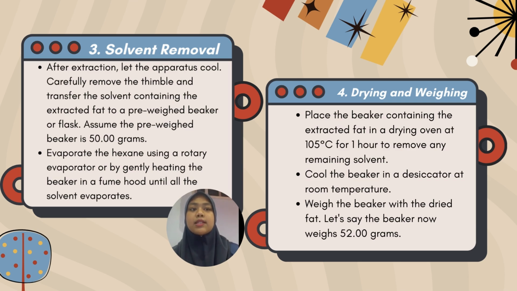It is drying and weighing. Place the beaker containing the extracted fat in a drying oven at 105 Celsius for 1 hour to remove any remaining solvent. Cool the beaker in a desiccator at room temperature. Weigh the beaker with the dried fat. Let's say the beaker now weighs 52 grams.